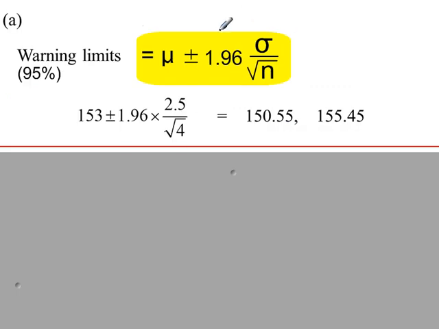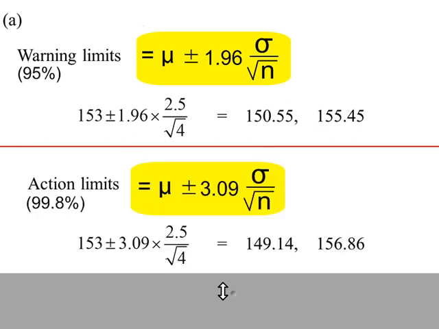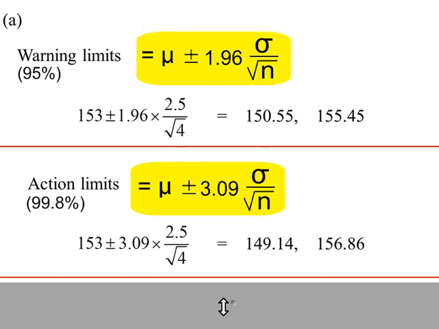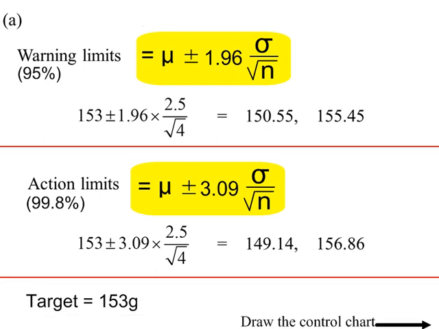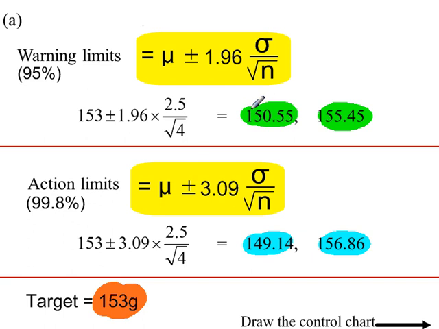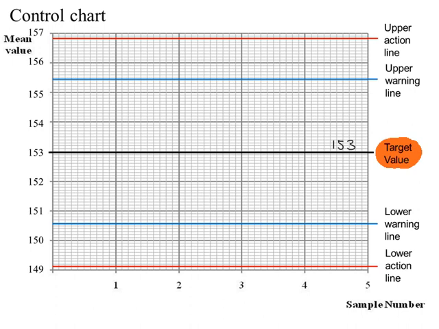So the calculation for the warning limits: the lower warning limit, upper warning limit. Calculations for the action limits: lower action limit, upper action limit. And to do the control chart, we need these 4 values and we need the target value. So these 4 values will now go onto our control chart like this.